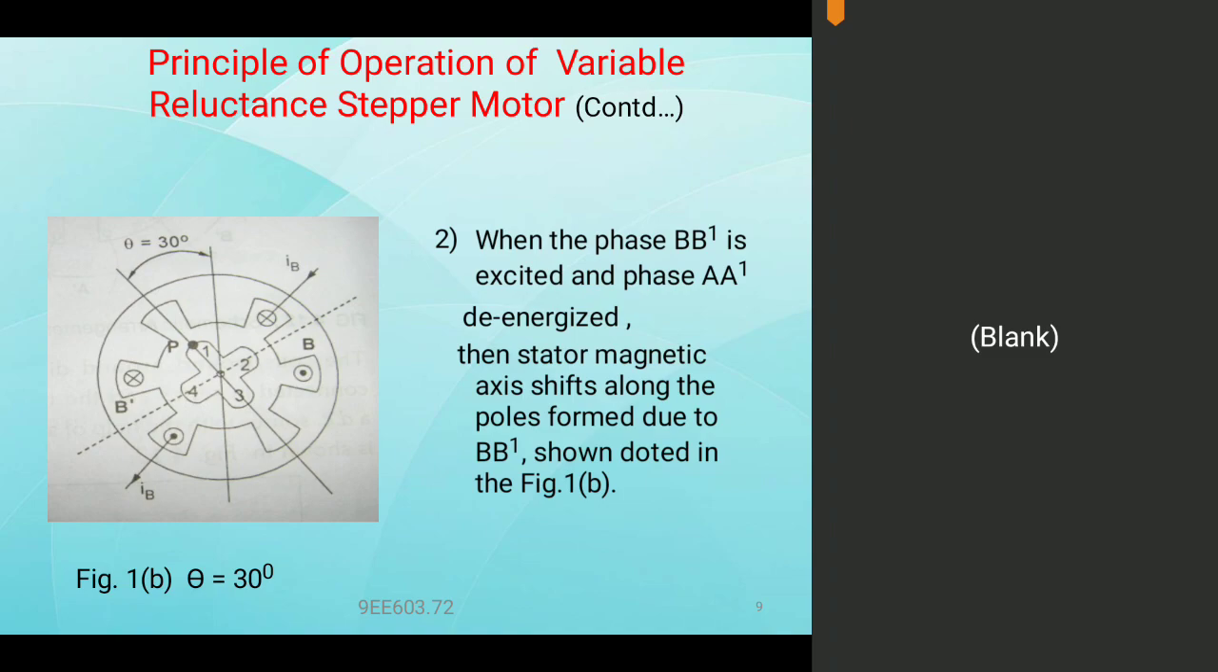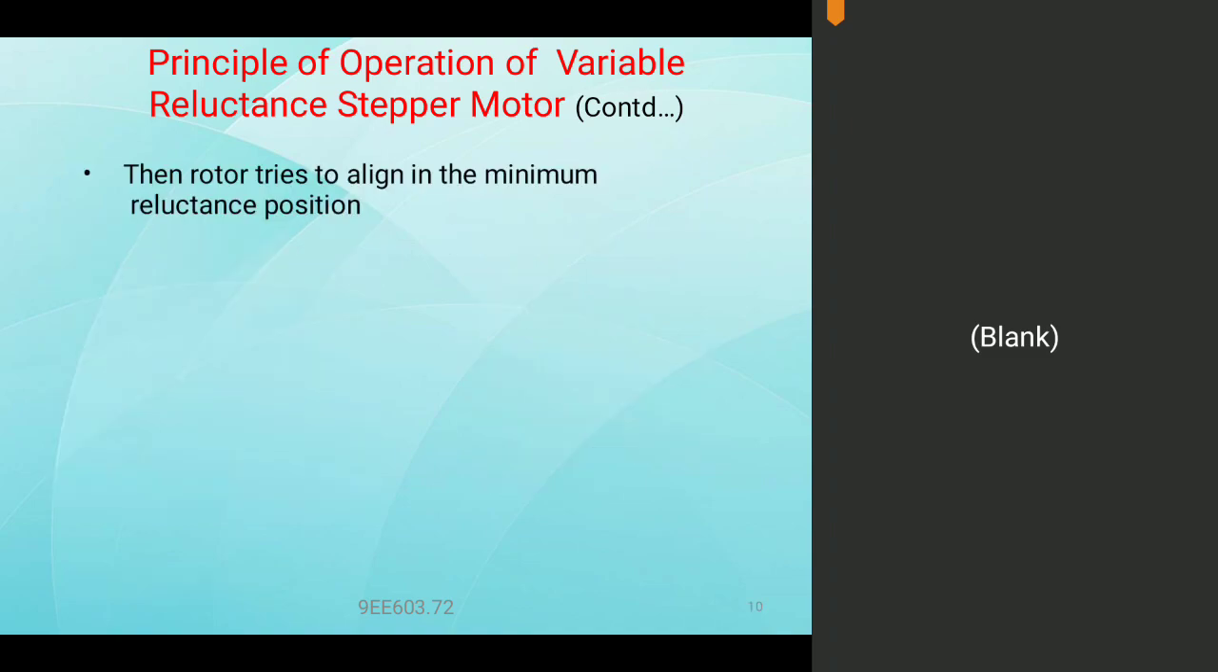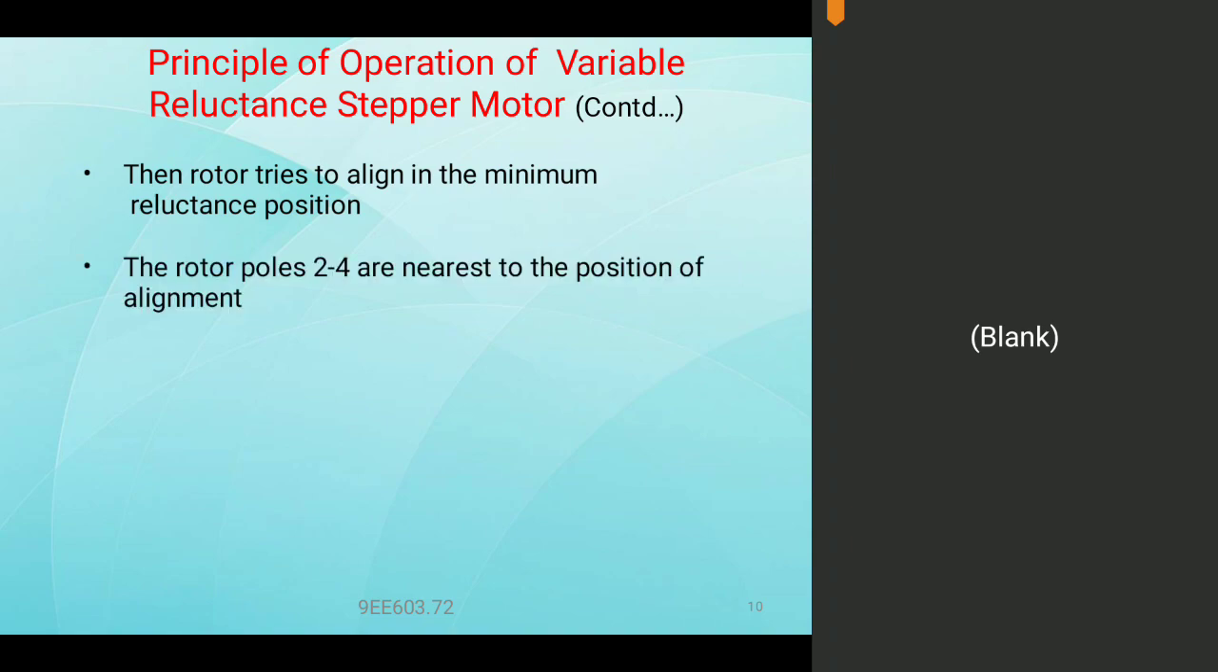Theta is equal to 30 degrees. Then the rotor tries to align in the minimum reluctance position. The rotor poles 2 and 4 are nearest to the position of alignment.